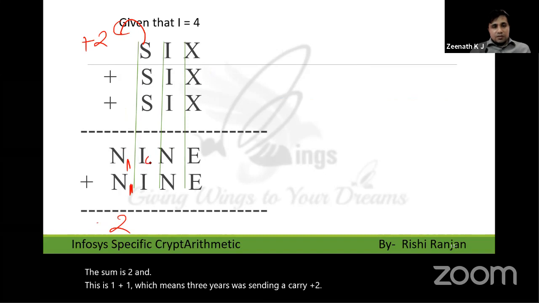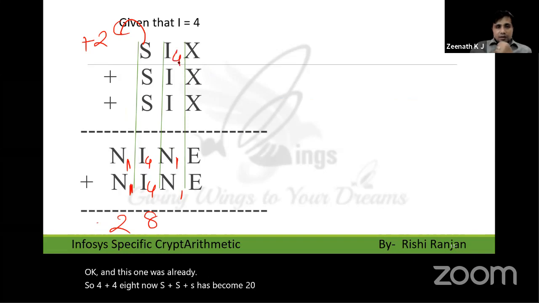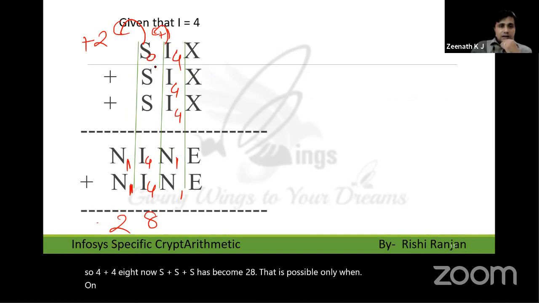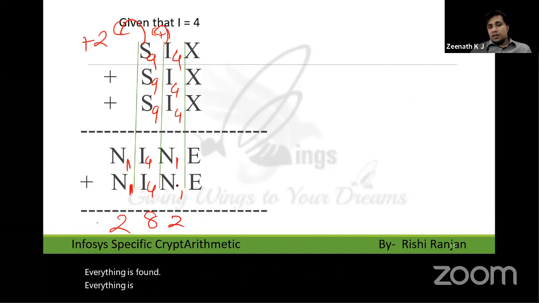Okay. And this one was already 4. So 4 plus 4, 8. Now, s plus s plus s has become 28. That is possible only when s was 9. 9 plus 9 plus 9, 27, plus 1 carry, 28. So s is also 9 only. Everything is found.